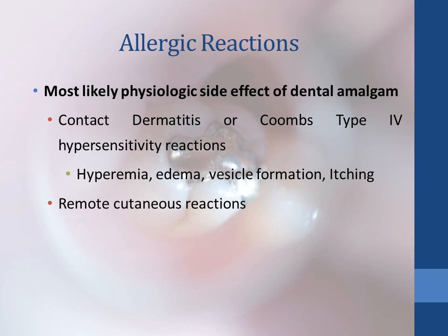Now, mercury vapor can arise from amalgam during trituration, condensing, setting, polishing, and removing, and also when the patient is masticating and drinking hot beverages.